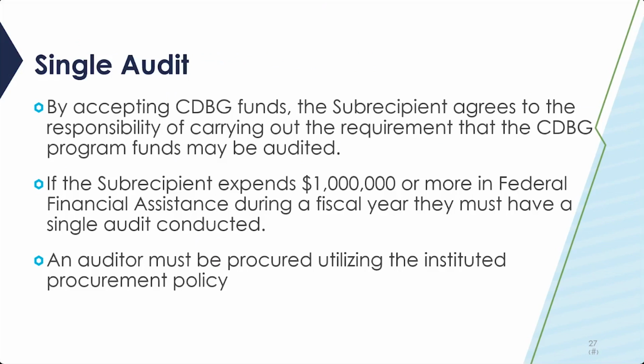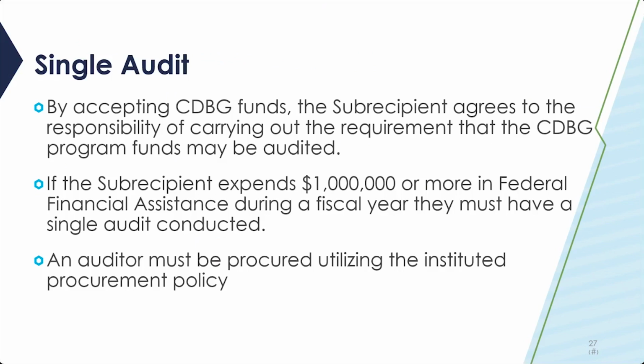So, the single audit. By accepting CDBG funds, the subrecipient agrees to the responsibility of carrying out the requirement that the CDBG program funds may be audited. If the subrecipient expends $1 million or more in federal financial assistance during the fiscal year, they must have a single audit conducted. Joe already went over a lot of these details.